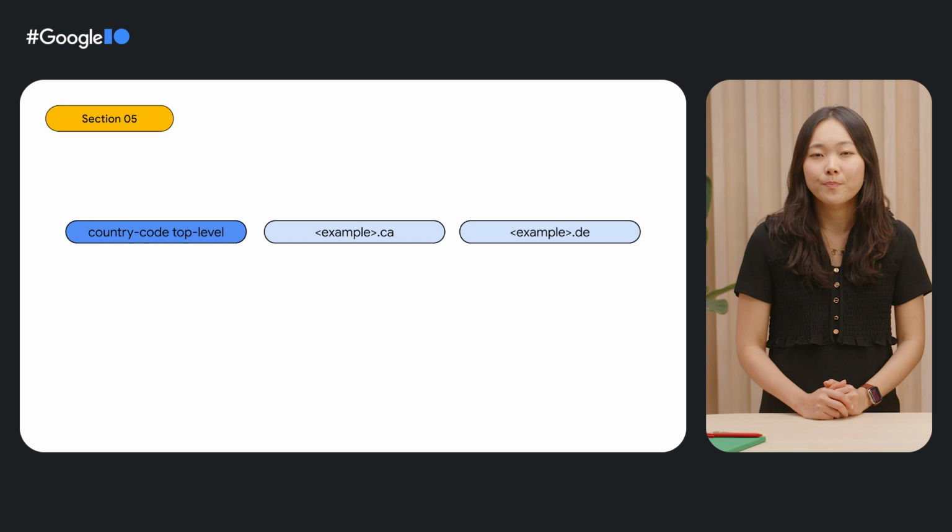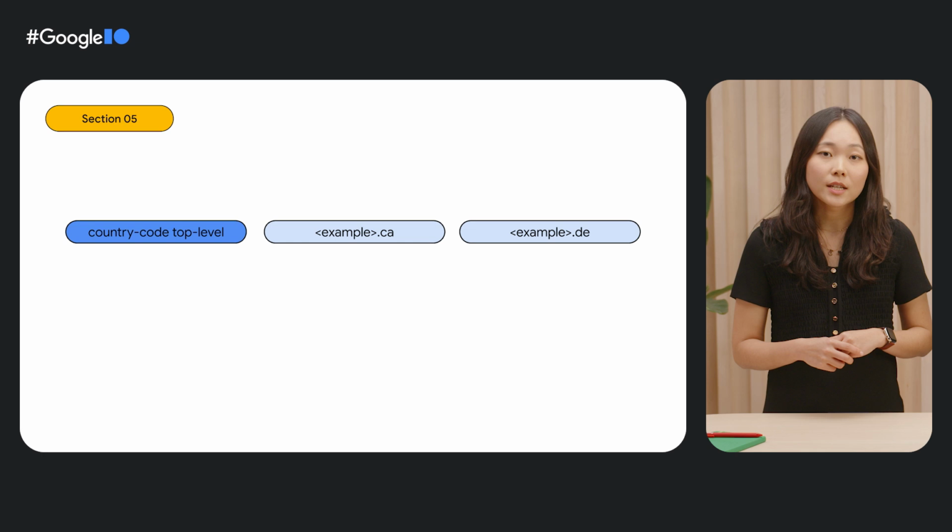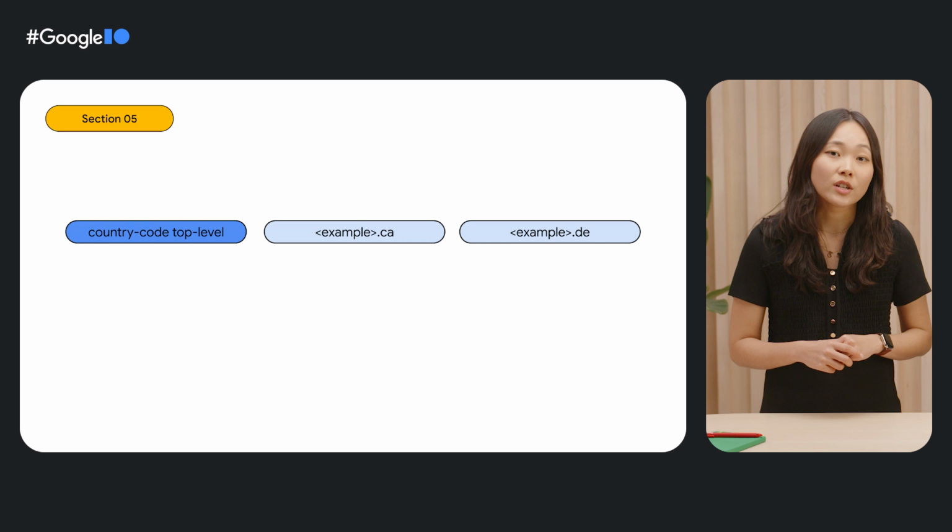The first is for country code top-level domains, like .ca or .de. If you maintain sites with different ccTLDs for localized experiences, and these sites still require access to shared services and infrastructure, this subset may help retain functionality for you.